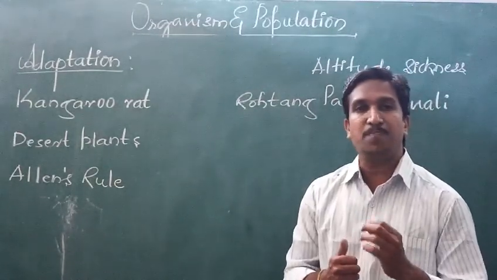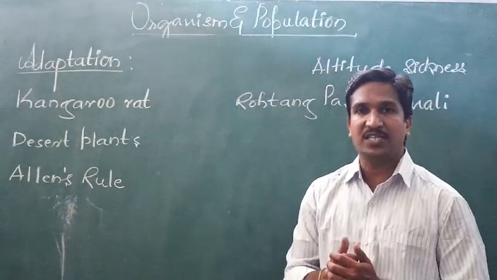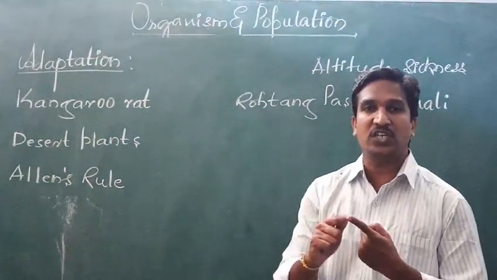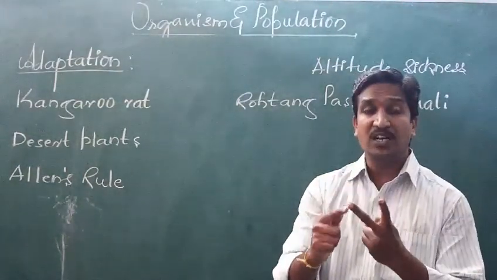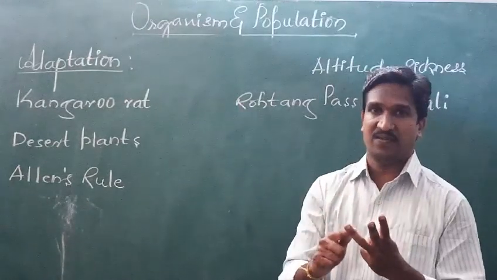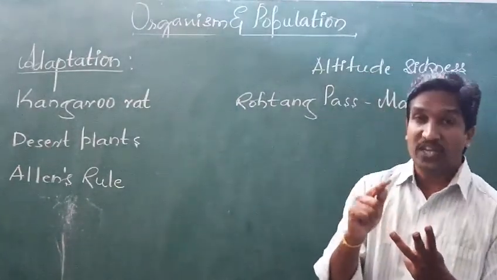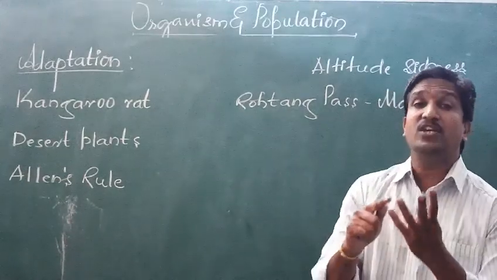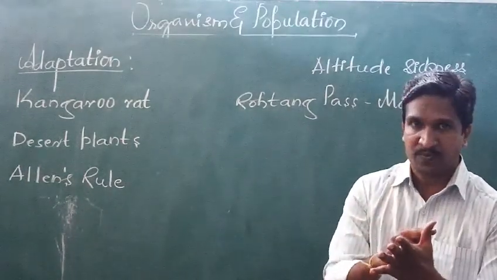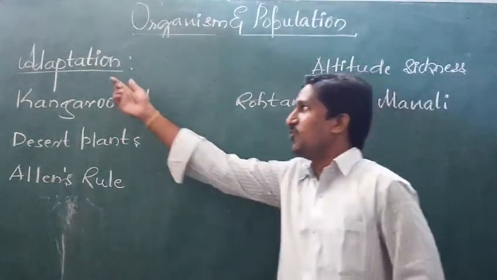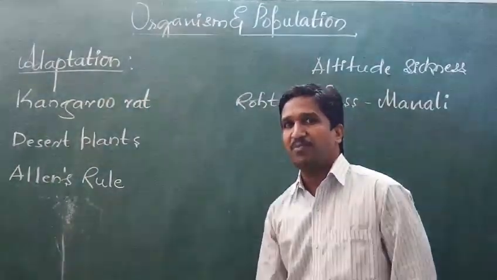So the attribute of an organism in its physiological, morphological and behavioral aspects for its survival and to reproduce is called adaptation. Let us say some of the examples, we will go for that.